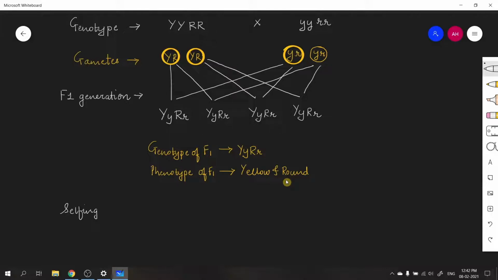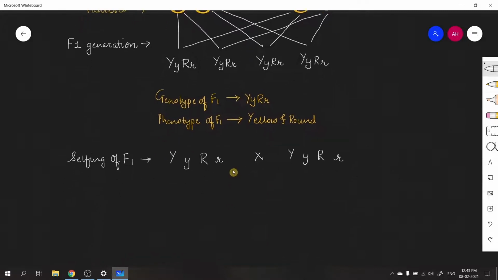Selfing of F1, which means pollination to be carried out in between the F1 hybrids. Right? So I'm going to choose two F1 hybrids here and write it down. YYRR. This is one F1 hybrid crossed with another F1 hybrid. Alright. Now let me just slide this up a little.